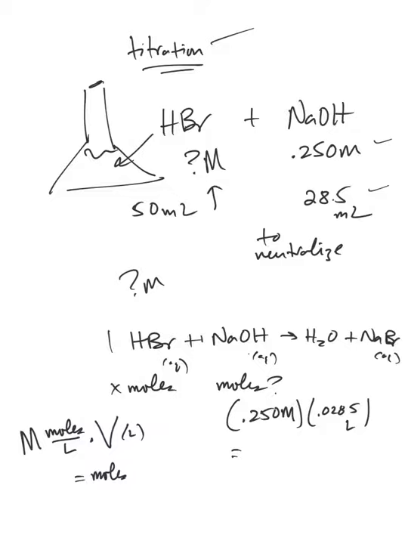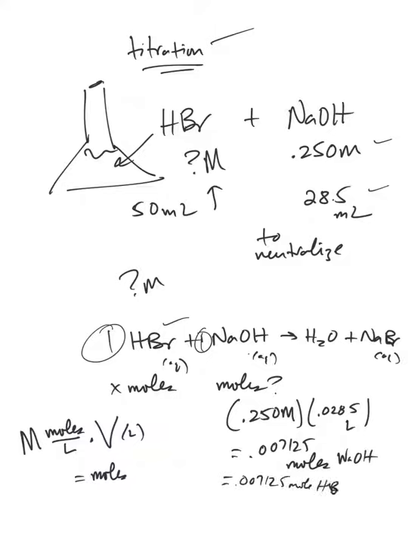And Dr. Check brought his calculator here. Let's see what I get. 0.250 times 0.0285. Oh no, I hit the wrong button. Times 0.0285. I have 0.007125 moles of NaOH. Now, since the HBr has to be exactly the same because this is a 1-to-1 ratio, this also means I have 0.007125 moles of HBr.